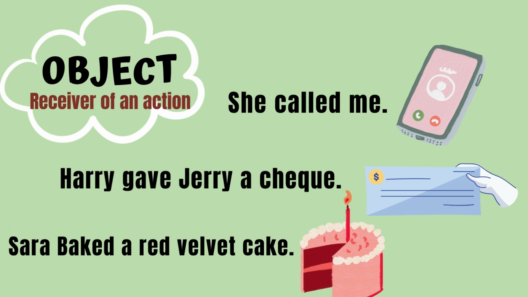Another one, and the most important here, is actually object. Object is basically the receiver of an action, someone or something that is receiving the action, that is at the other end of the action. Don't get confused about subject and object. Remember that subject is someone that is doing the action. However, object is something or some person that is receiving the action. For example, in these sentences, she called me, she is the subject, called is a verb, and me is the object.